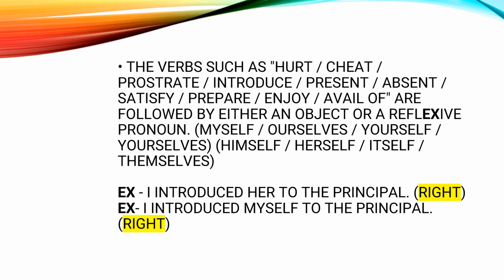itself, themselves, etc. For example, I introduced her to the principal. So that is the right statement. I introduced myself to the principal. Again, the right statement. Here we are using the pronouns correctly, as in her to the principal, and myself when I'm using it for me to the principal.